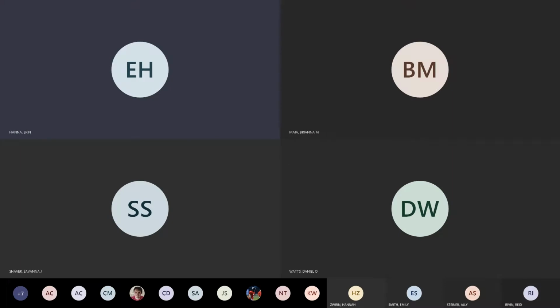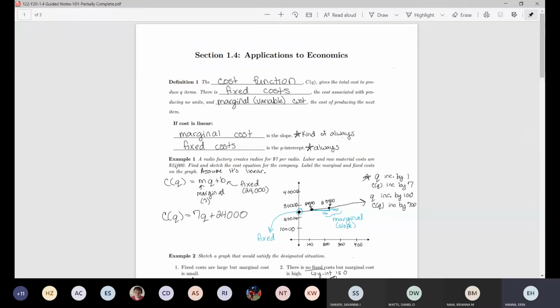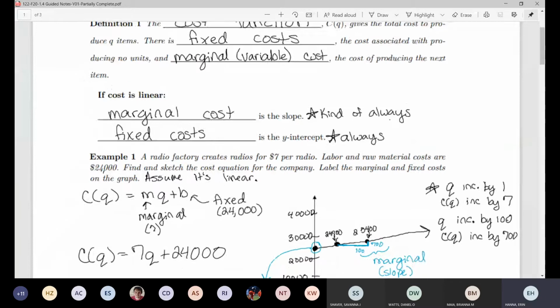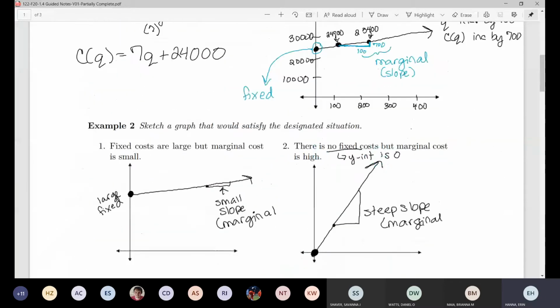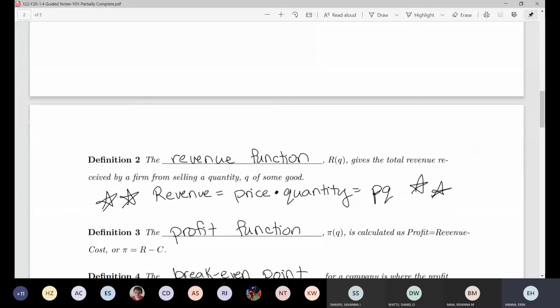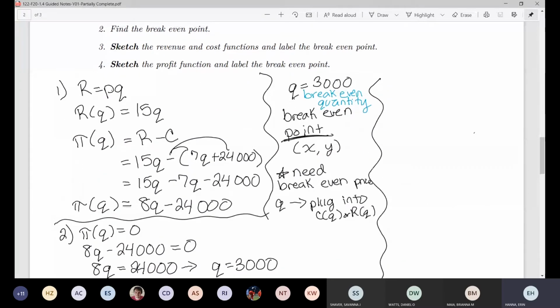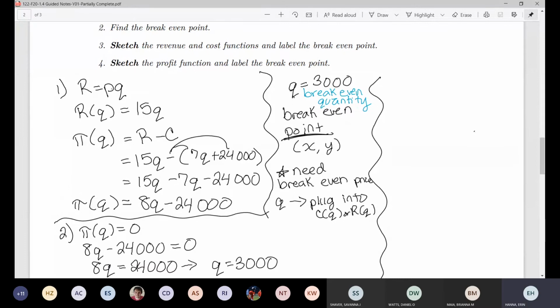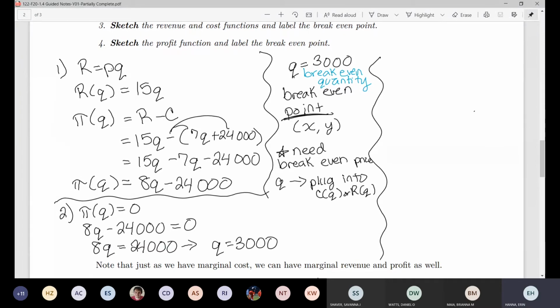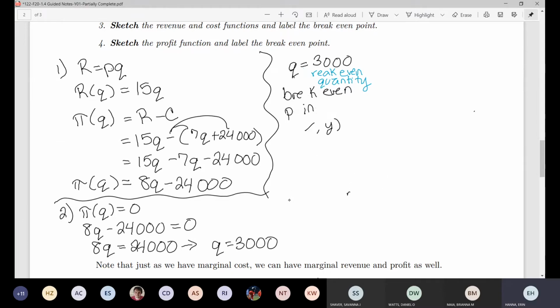So, notes. We started talking about cost, revenue, and profit. And where did we end? I think I wanted to go over this one again. Specifically, I wanted to go over part 2 again because I kind of rushed through it. So let me erase all this and we're going to talk about it again, just to make sure it's all in there.